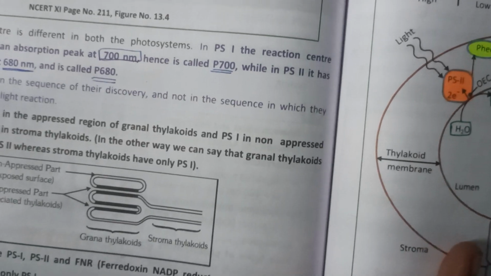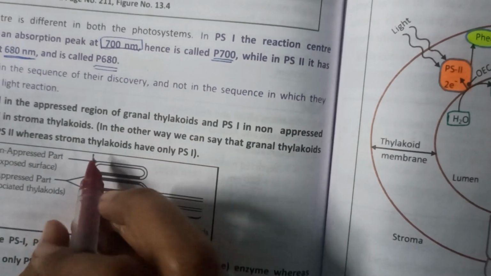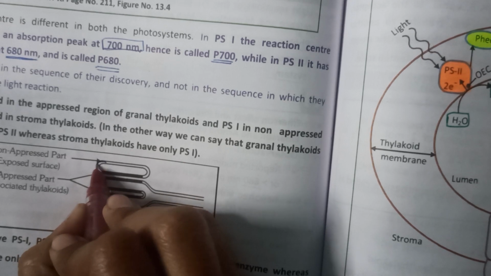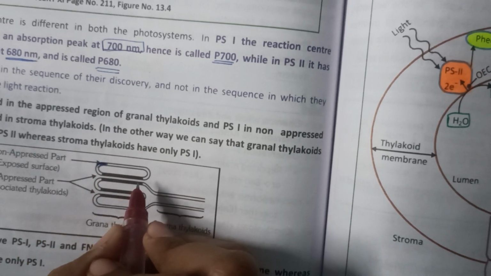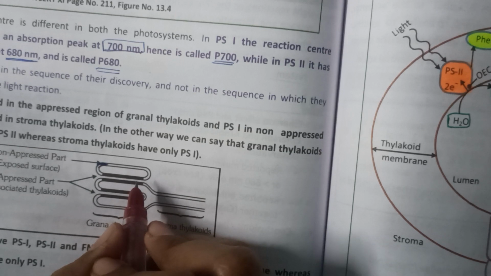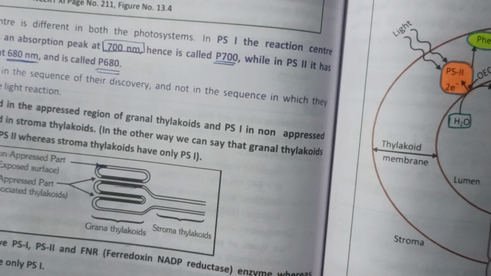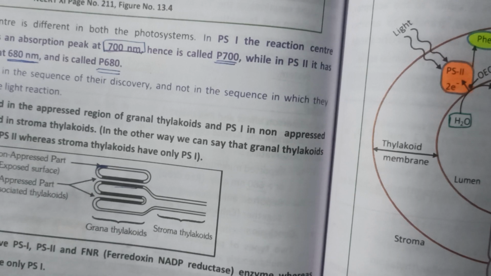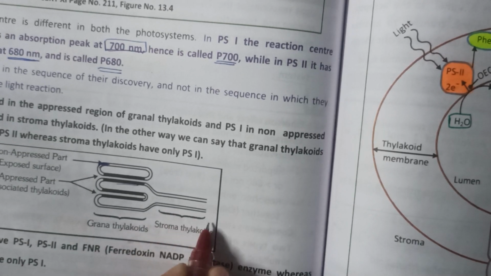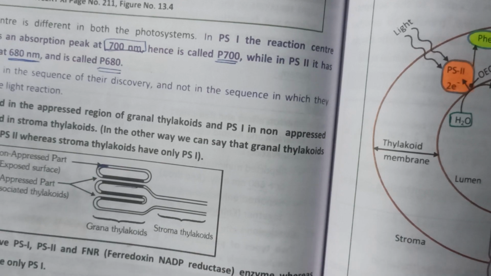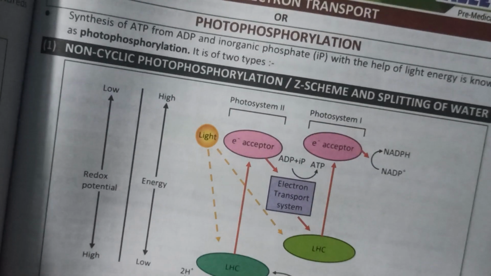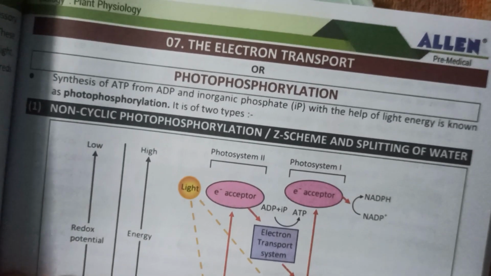So in this picture we can see this is the non-appressed part. The non-appressed part has photosystem 1 and the appressed part has photosystem 2. These granal thylakoids have photosystem 1 and 2 and ferredoxin NADP reductase enzyme, whereas the stromal thylakoid has only photosystem 1. If only photosystem 1 is present, then cyclic photophosphorylation will occur. If both photosystems are present, then non-cyclic photophosphorylation will occur.